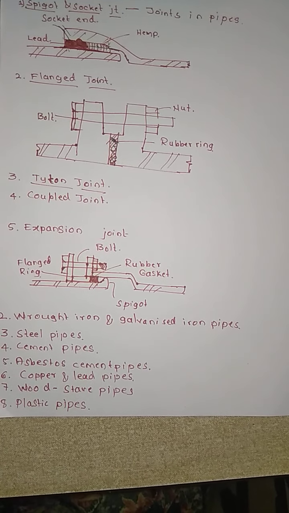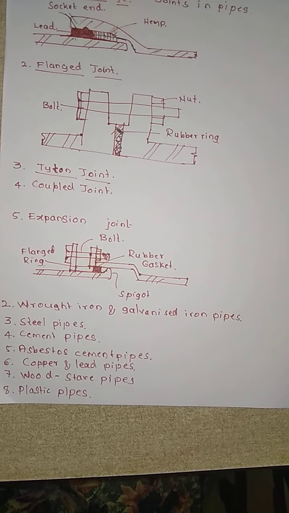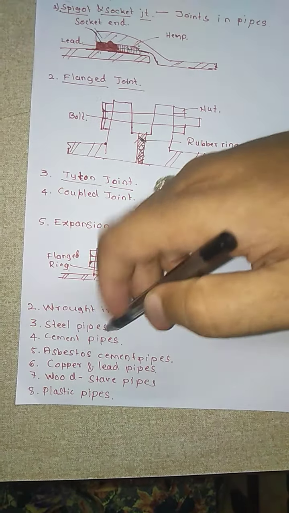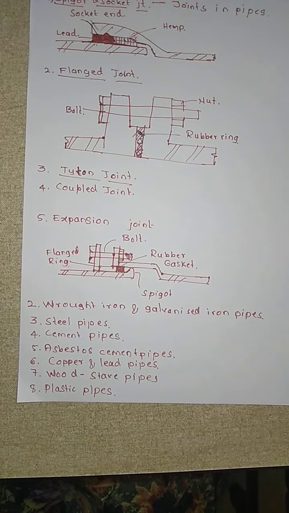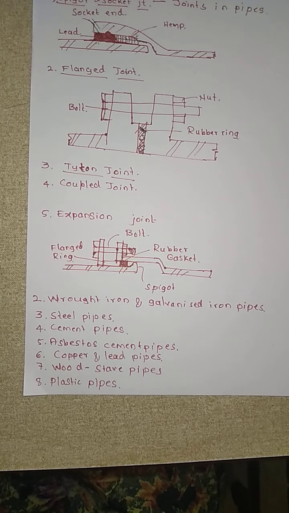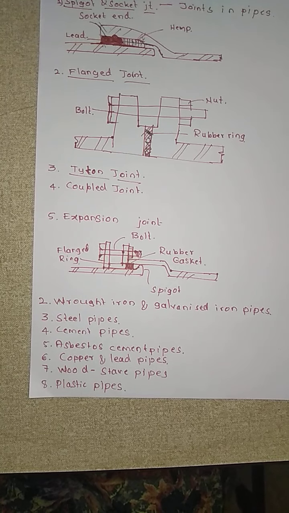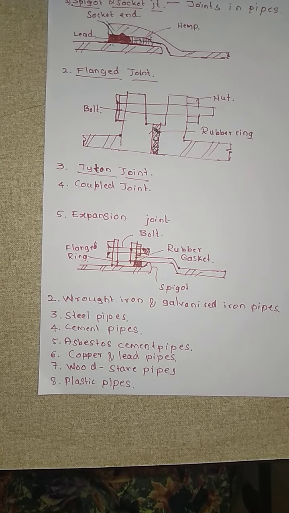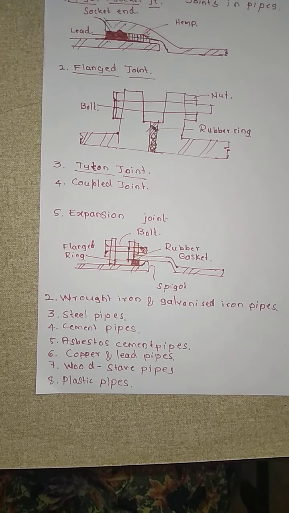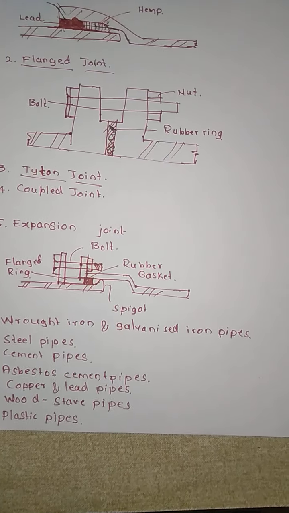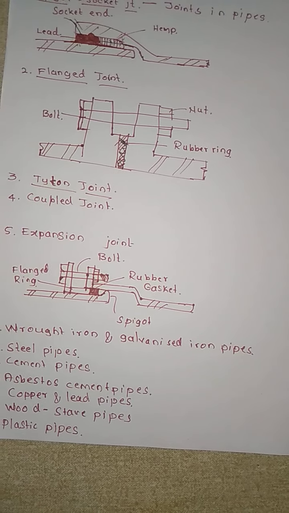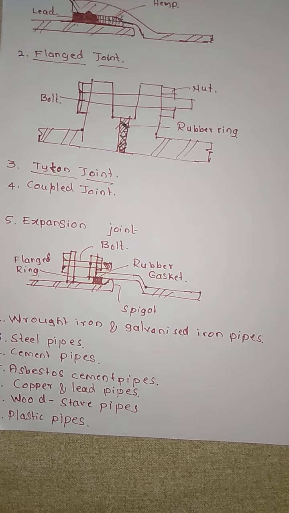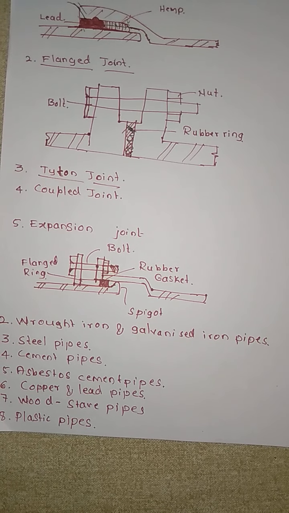Next we will be seeing cement concrete pipes, that is, cement pipes. Cement concrete pipes are either plain cement pipes or reinforced, and they are best made by the spinning process. They may be either precast, or they may be prepared at the site.